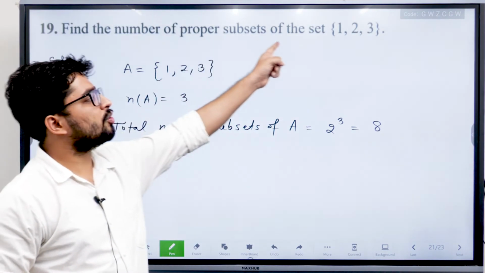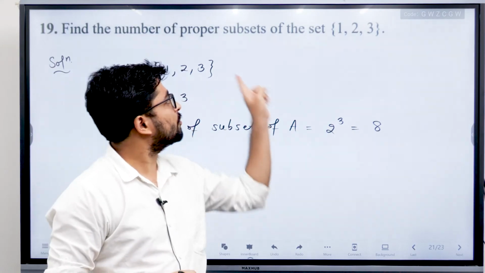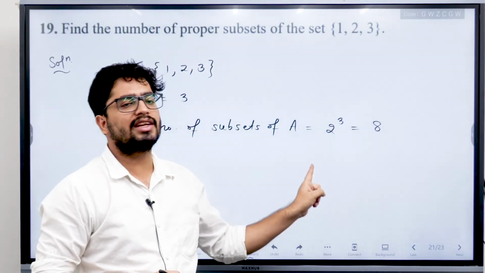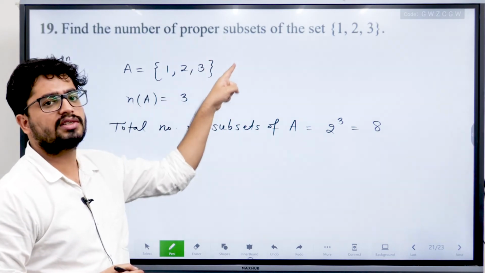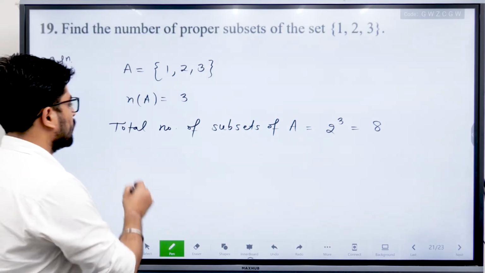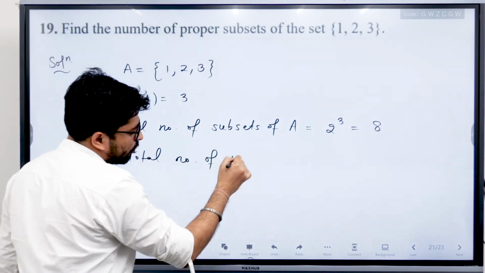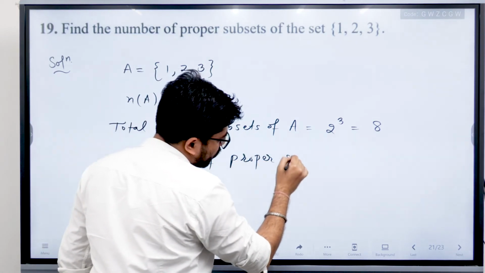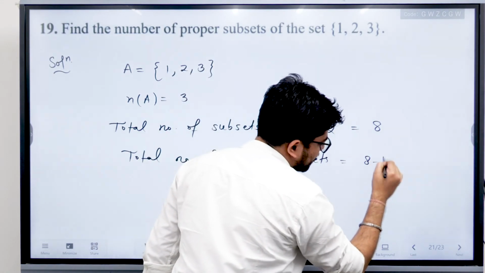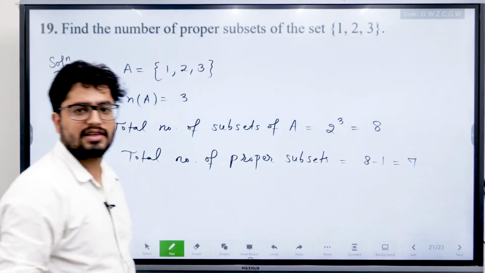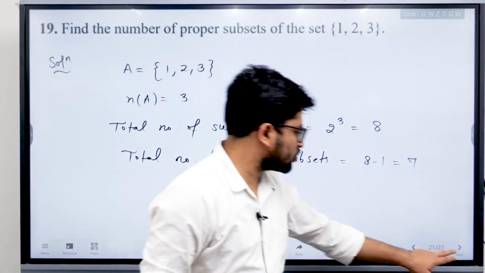But we have to find the proper subsets of this set. So the number of proper subsets is the total number of subsets minus 1. That 1 is for what? The set itself, because the set is a subset of itself. So you can say the total number of proper subsets is equal to 8 minus the set itself. So the final answer is 7. Okay, so your final answer here is 7. Now let's do the next one.